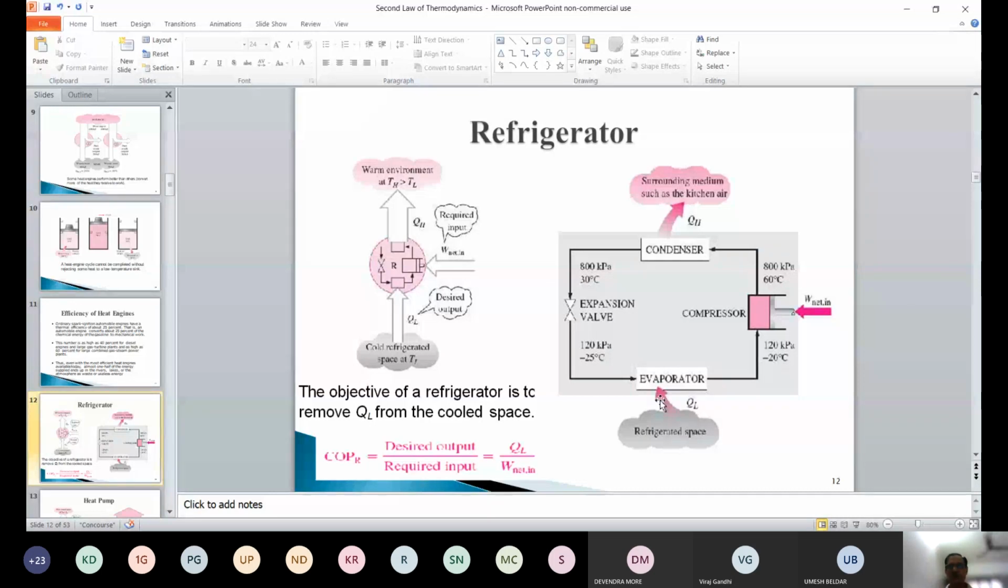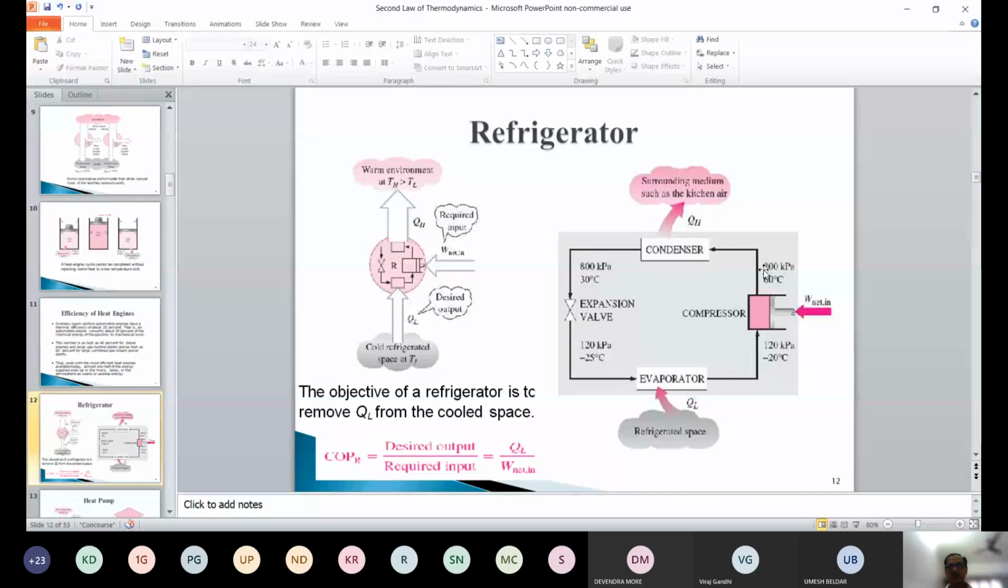So this refrigerant which is coming from the evaporator is at say 120 kPa and -20 degrees centigrade. It is compressed by using the compressor to 800 kPa and 60 degrees centigrade. It becomes hot. When you compress a gas, it becomes hot. So it goes to 60 degrees centigrade.